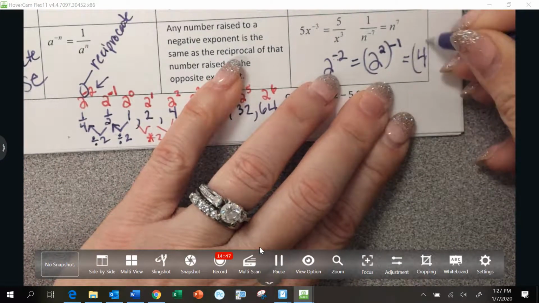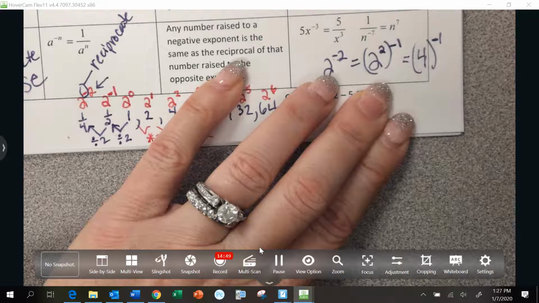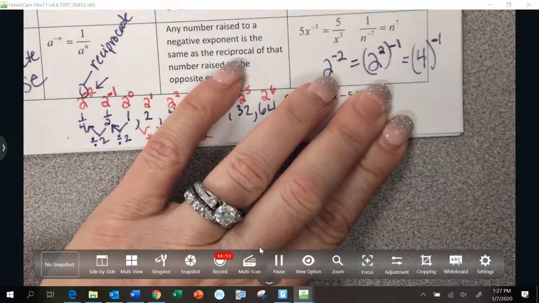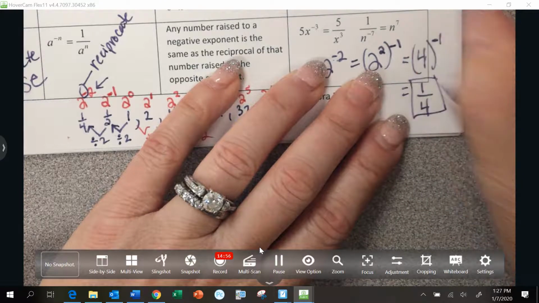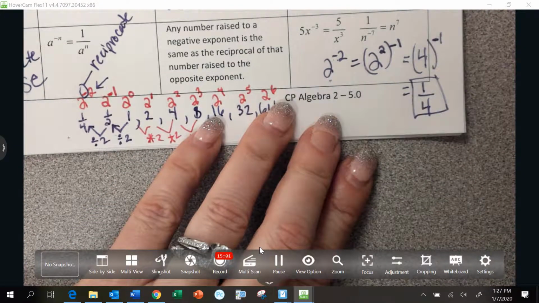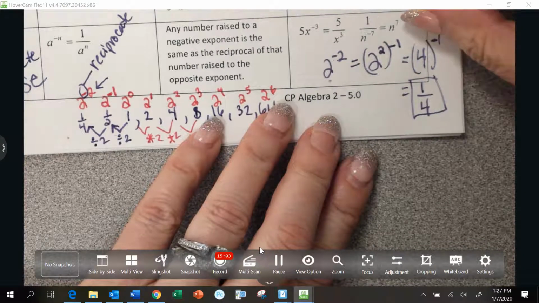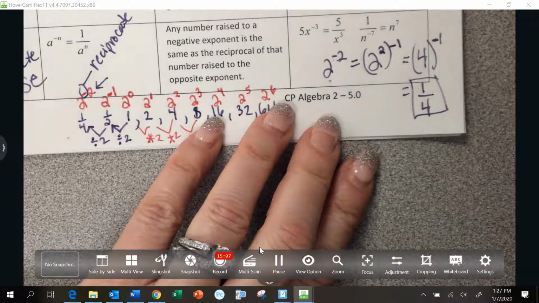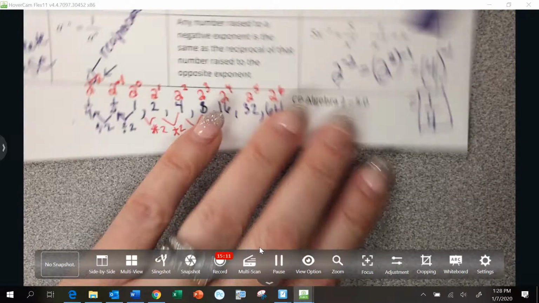Now I have 4 to the negative 1. And what's negative 1? It says reciprocate, so I get 1/4. 2 to the negative 2 is 1/4. You should have covered this material at some point, but you probably forget a lot of it. So that's why we're taking a whole day to review things that you should know.